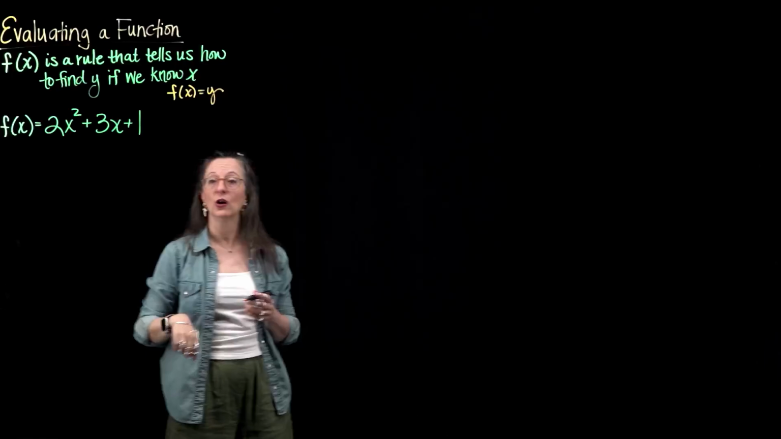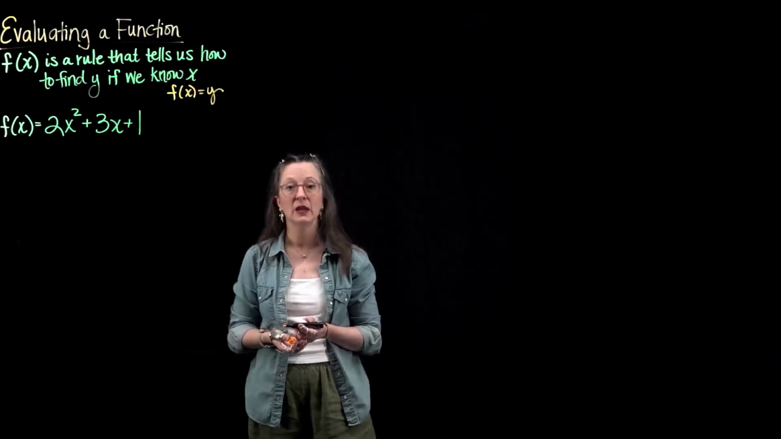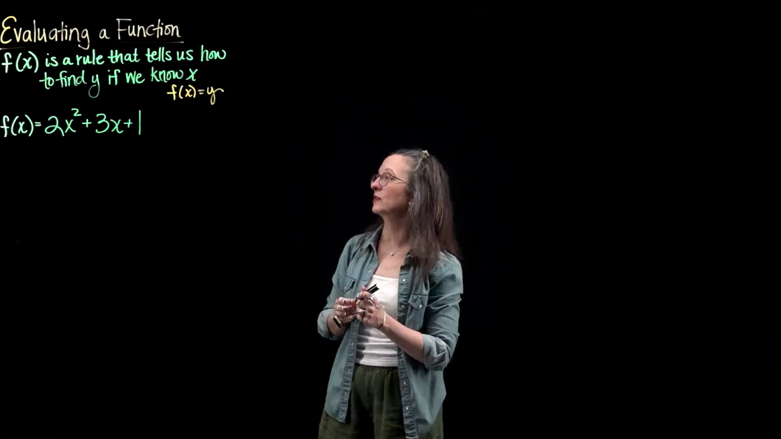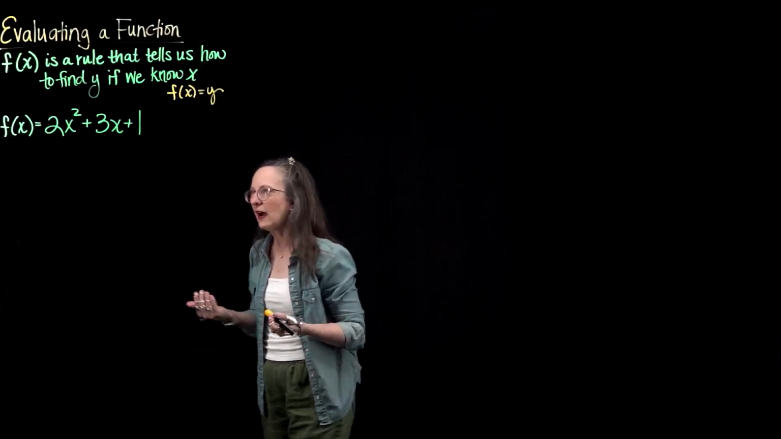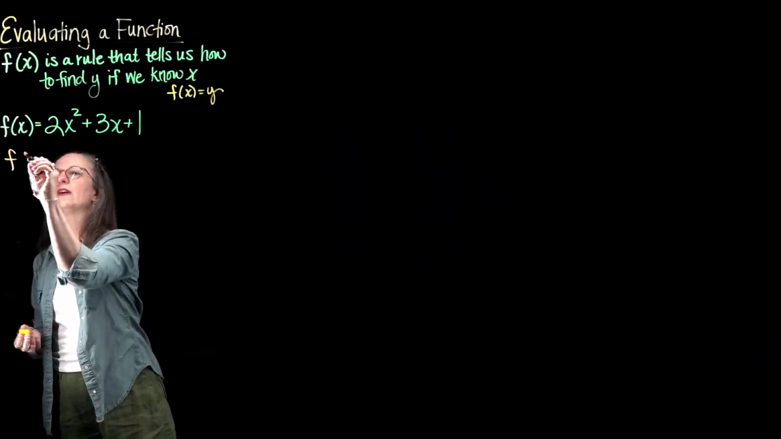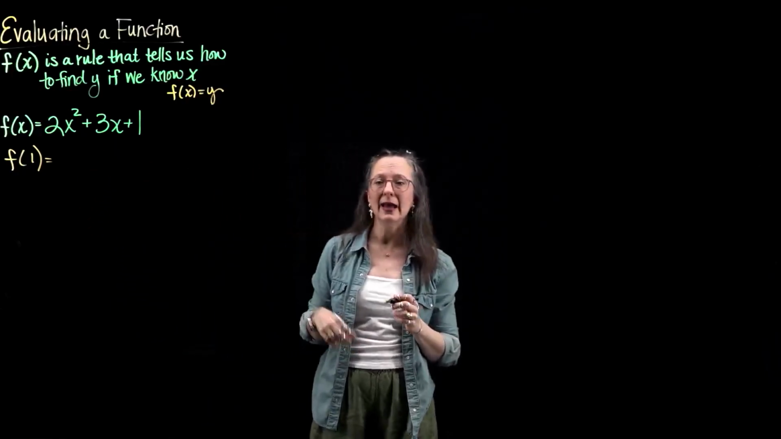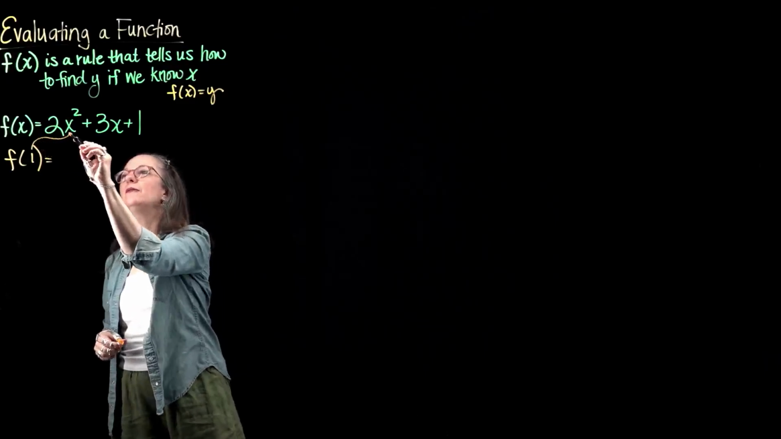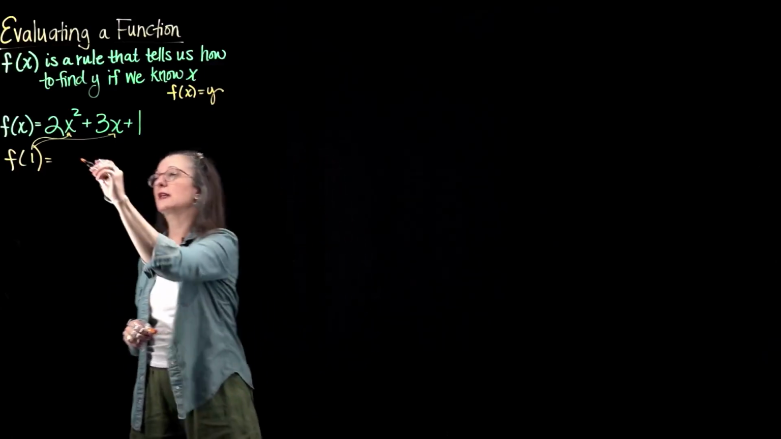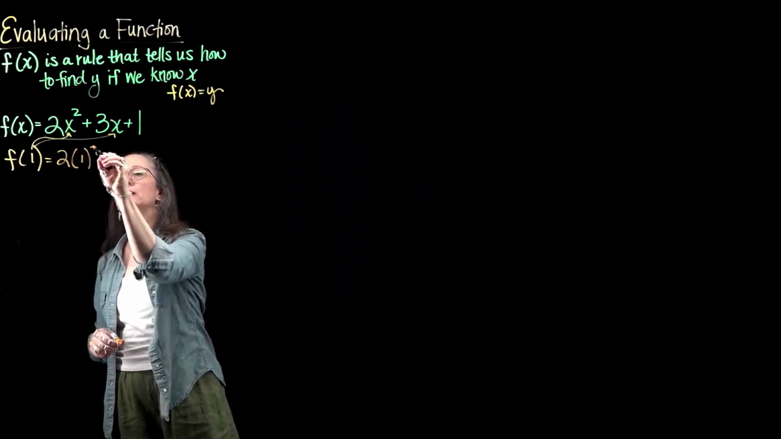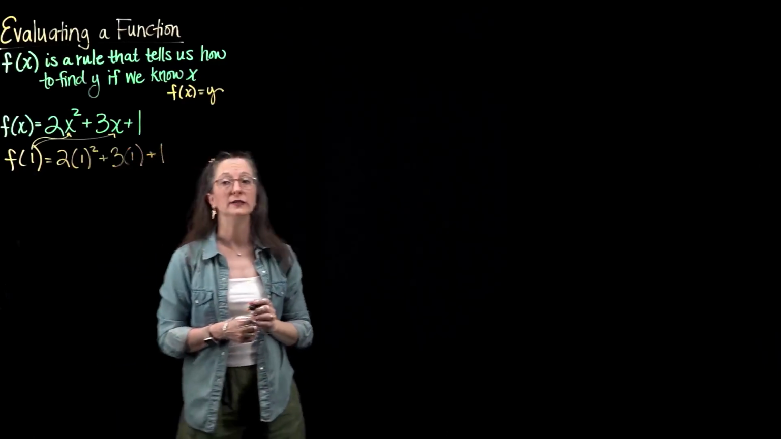So I have up here a function, f of x equals 2x squared plus 3x plus 1. And you can think of that as y equals 2x squared plus 3x plus 1, if that helps. Now, if I write up here f of 1, this means use that rule and put 1 in everywhere you have an x in that rule. So we could rewrite this as 2 times 1 squared plus 3 times 1 plus 1.